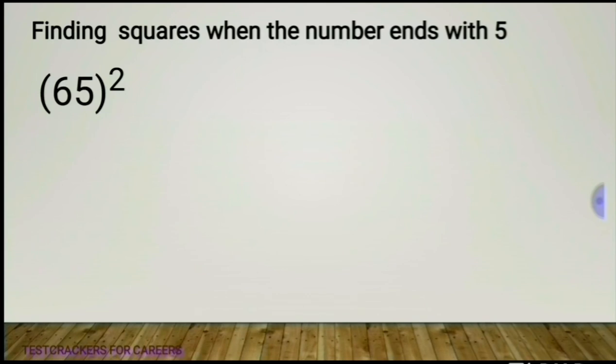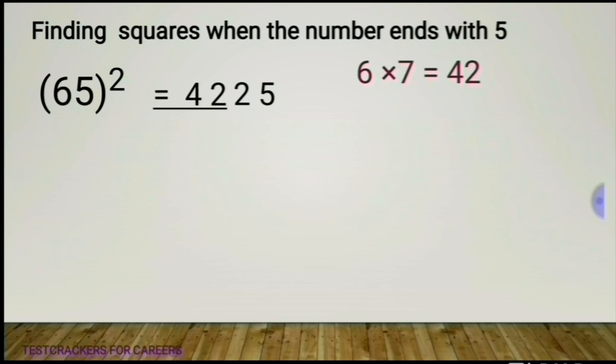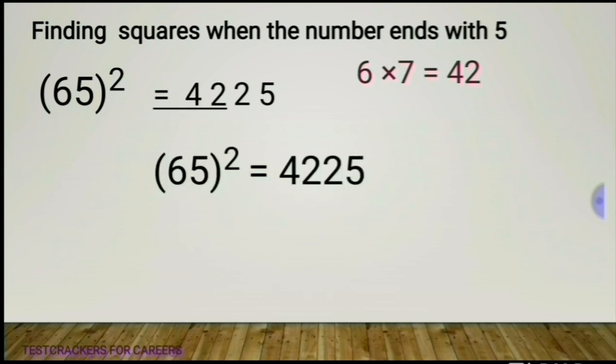Now let's find the square of a number when it ends with 5. Let's find the square of 65. When a number ends with 5, the last 2 digits will be 25. So we write 25 in the last part. For the first part, we multiply the remaining digit with the number next to it. Here the remaining digit is 6 and the number next to it is 7. 6 into 7 is 42, and we write 42 before 25. 65 squared is equal to 4225.